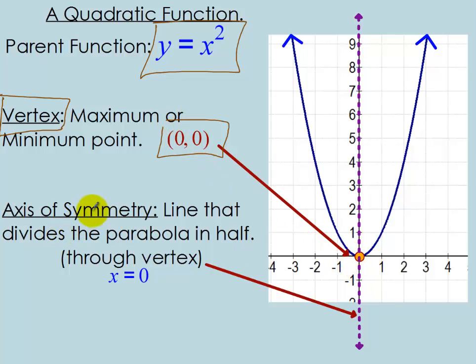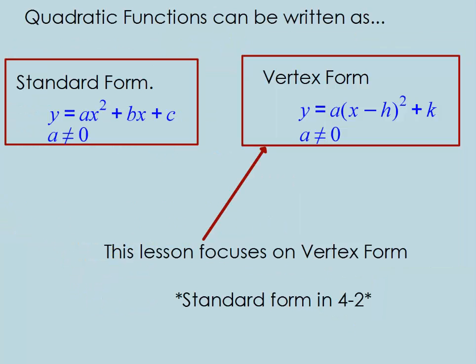The axis of symmetry is another key part. This is an imaginary line that we use to divide the shape in half. We call this shape of the quadratic function a parabola. So that's the U shape, a parabola. So this axis of symmetry divides it in half, and the equation for this one, axis of symmetry, is x equals 0.